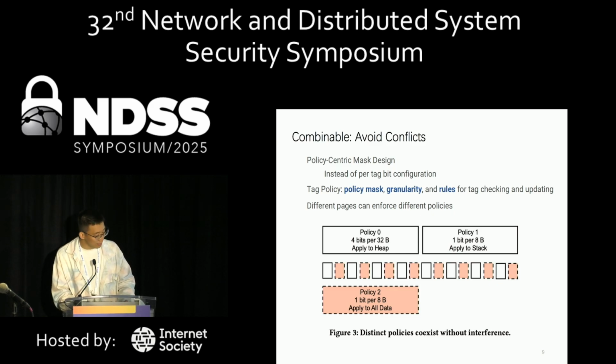As illustrated in Figure 3, policy 0 and policy 1 share the same policy mask. They both use the odd tag bits. However, since policy 0 applies to the heap and policy 1 applies to the stack, they do not interfere with each other. And policy 2 applies to all data pages, but it uses only the even tag bits, ensuring no conflicts with policy 0 and policy 1.